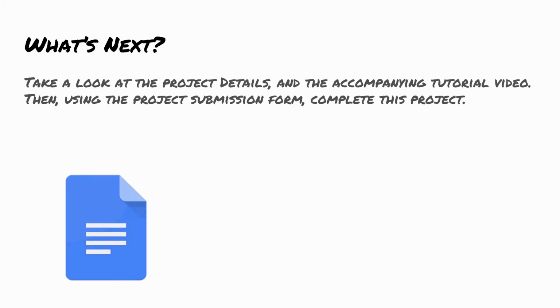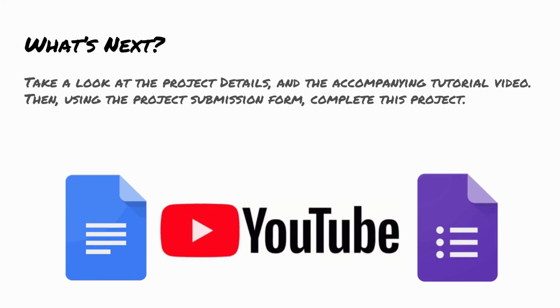So what's next? Well, what I want you to do is take a look at the project details, and there's an accompanying tutorial video, and it walks you through starting to generate ideas in GarageBand, taking those ideas, moving them as stems into Ableton Live to create an arrangement, taking that arrangement and dumping those stems out, and moving everything into Pro Tools and doing your final mixing.